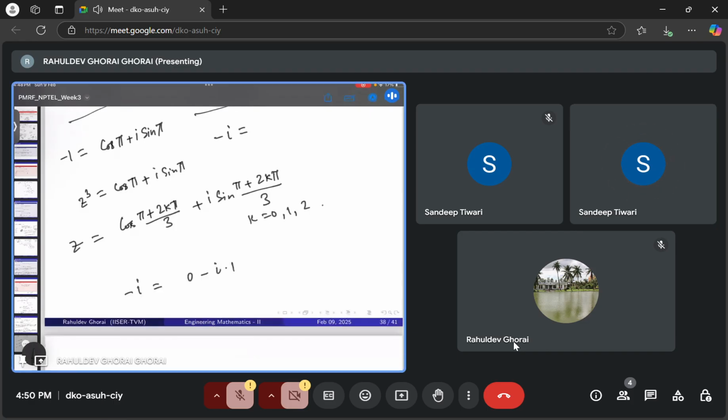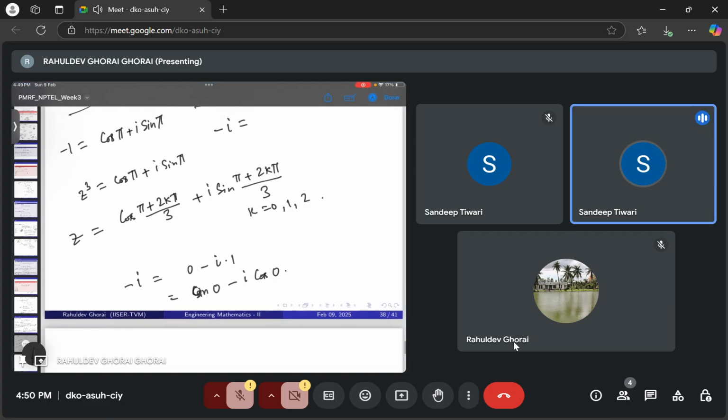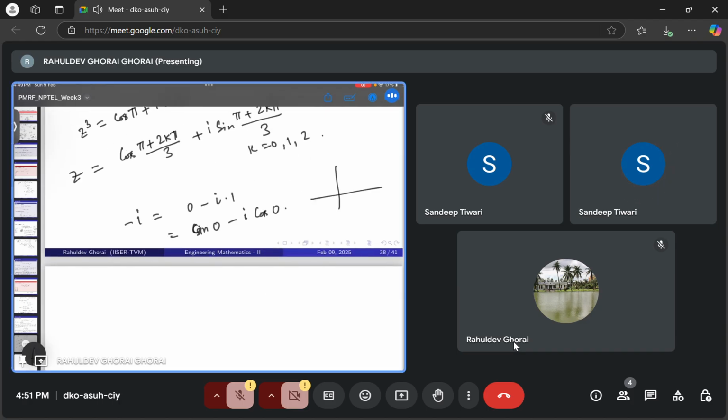Zero minus i, minus i times 1. So it will be sine. What is the value of sine in this one? Sine 0, right? Minus i times cos 0. Why did you not write cos 0 minus i sine pi by 2? Okay, one minute. That is how you get it.